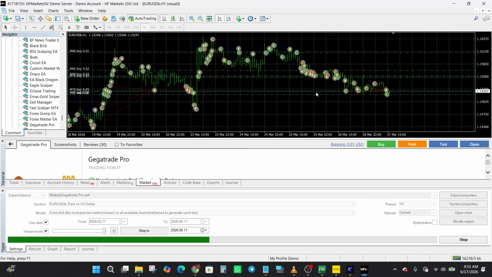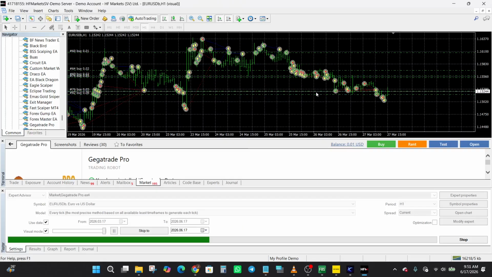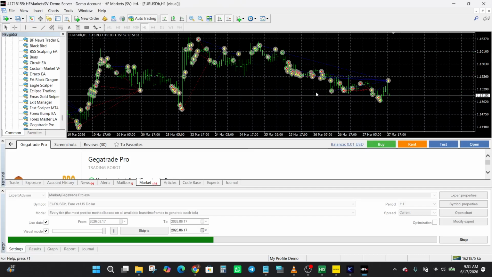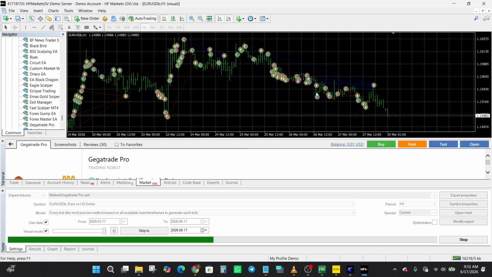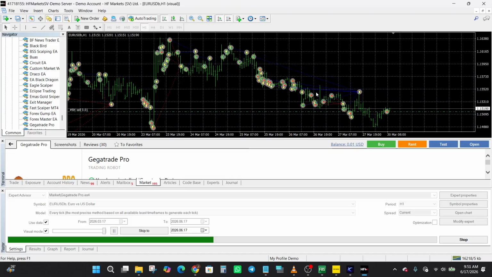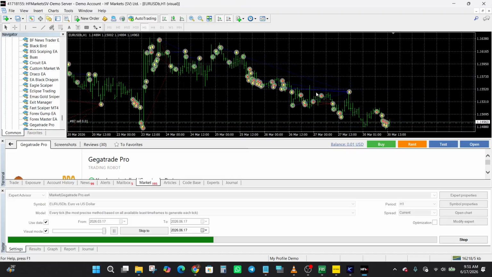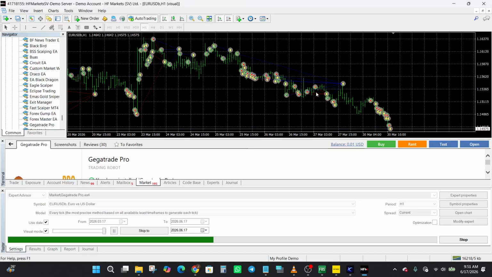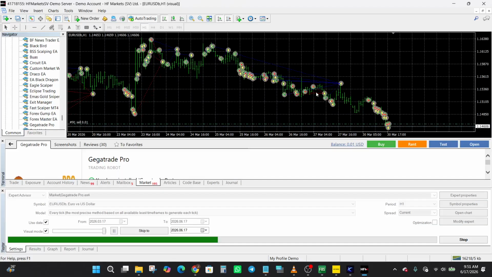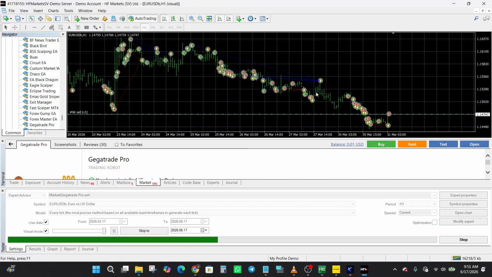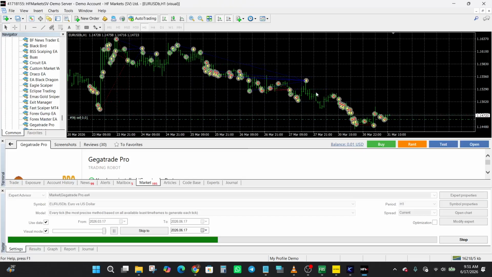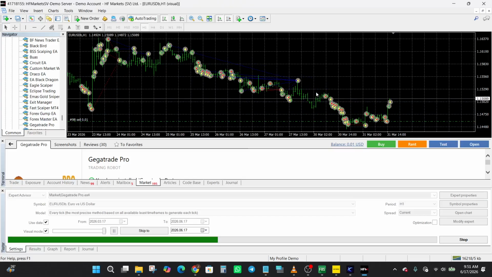Overall, the Gegatrade Pro EA presents itself as a structured cost averaging system with strong emphasis on trade management, news filtering, and flexible configuration options. But like any averaging based system, it is important to test it carefully on demo first and understand how it behaves under different market conditions before considering live usage.